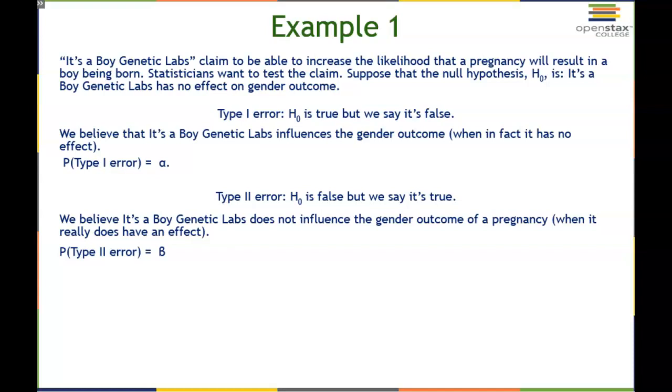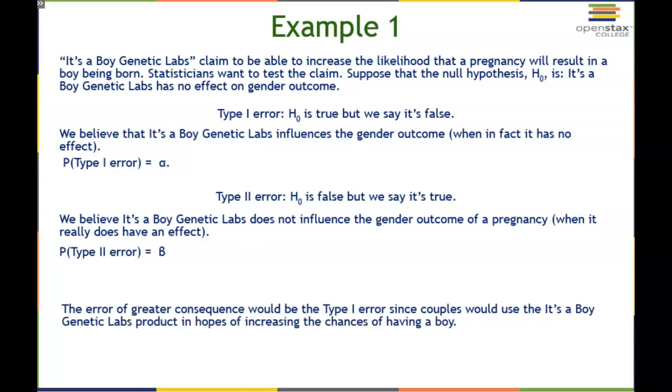Which one has the greater consequence? Either it influences gender outcome when in fact it doesn't, or it does not influence gender outcome when it actually does. Which one has the greater consequences? Well, there's two frames of mind here. You could consider type 1, since couples would like to use It's a Boy's products in hope of increasing their chances of having a boy. But you could also say it's type 2.